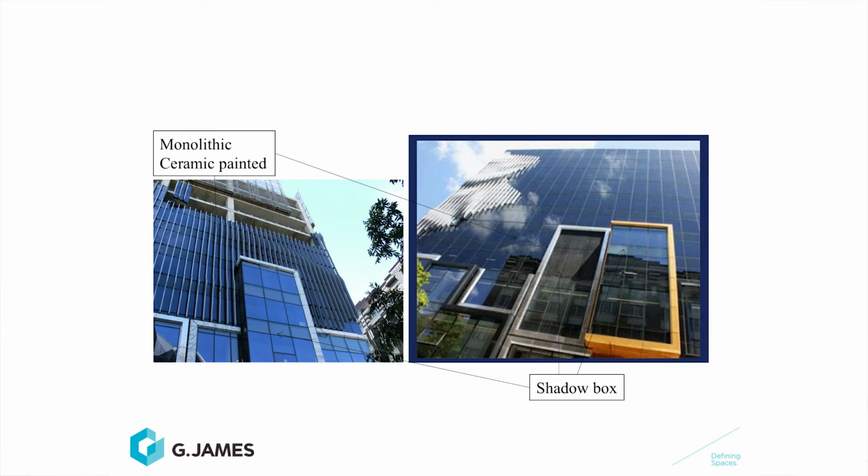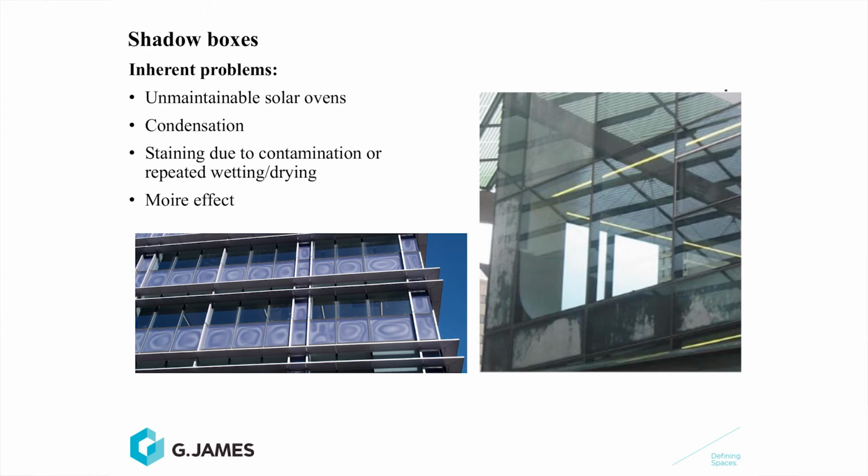Yes, there's a lot of problems with shadowboxes. Apart from them being the most expensive option for a spandrel treatment in a building, they have a lot of inherent flaws. So the inherent problems are that shadowboxes are basically unmaintainable solar ovens. There's no way to get in and clean them, and as Gary alluded, they get incredibly hot. Condensation can form inside shadowboxes because they're not a hermetically sealed cavity. That repeated wetting and drying of the condensation inside the shadowbox can form stains on the inside surface of the glass over time.